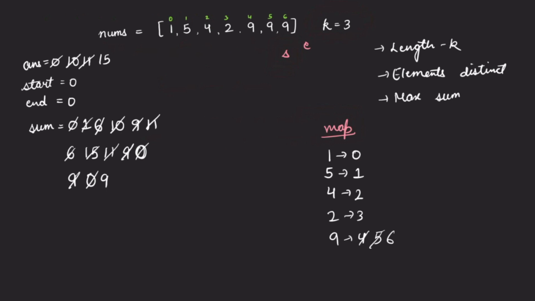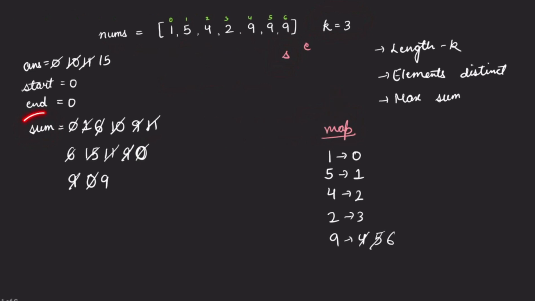And once we have removed all the duplicate elements from our subarray and we have reduced the size of subarray, we will update the occurrence of the current character in the map and we will also update our sum. Then we will check what is the size of the current subarray. If it is equal to 3 or k, then we will update our answer as well. And in each iteration, we are moving our end forward. So this is the simple approach that we are following. Let's quickly code this out.